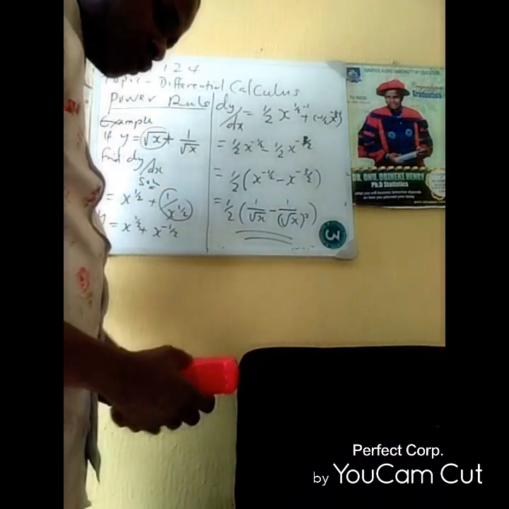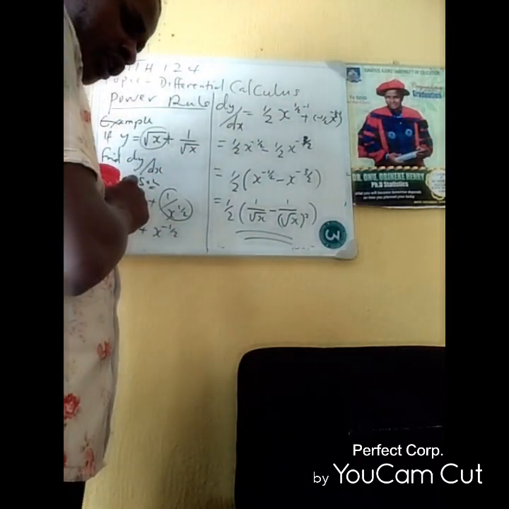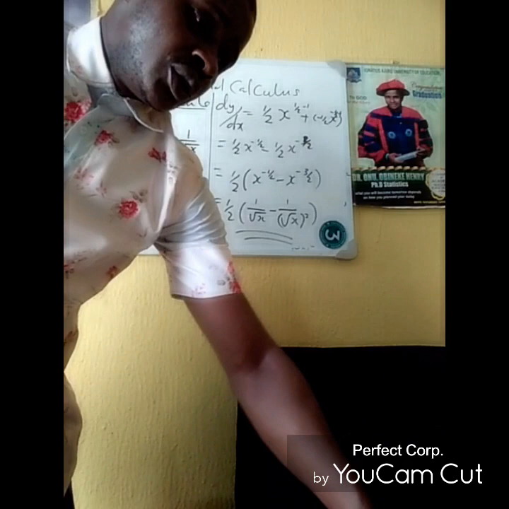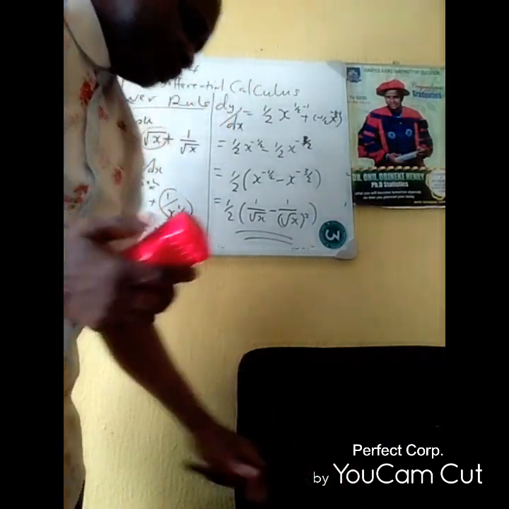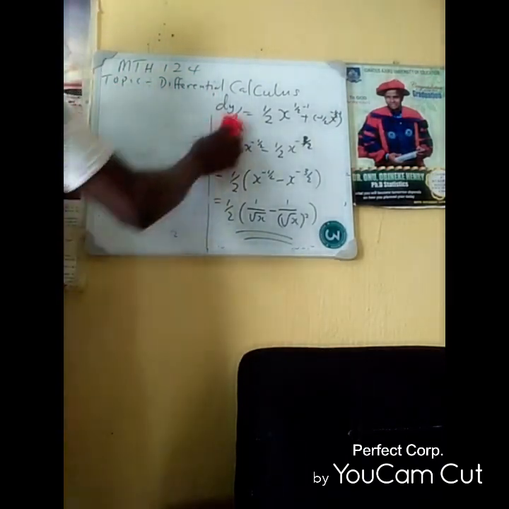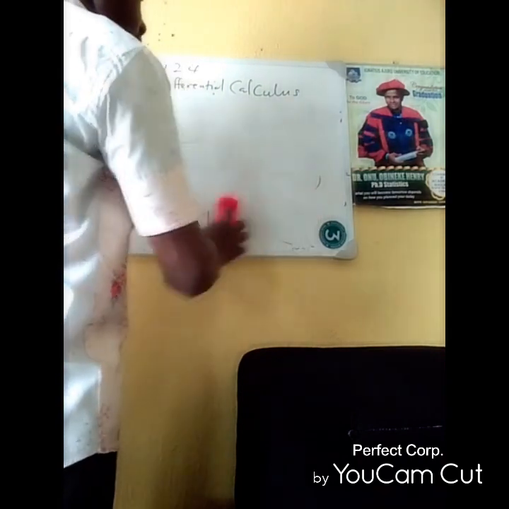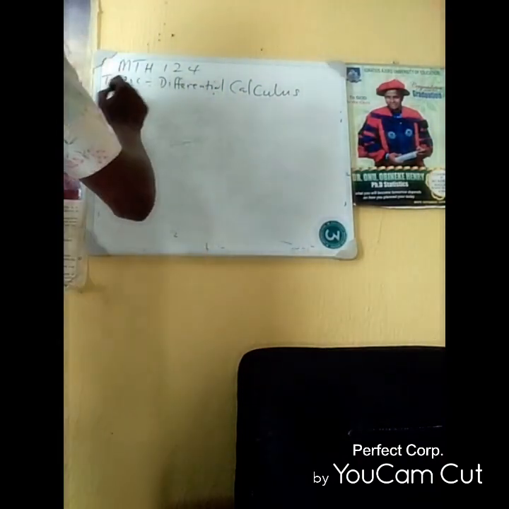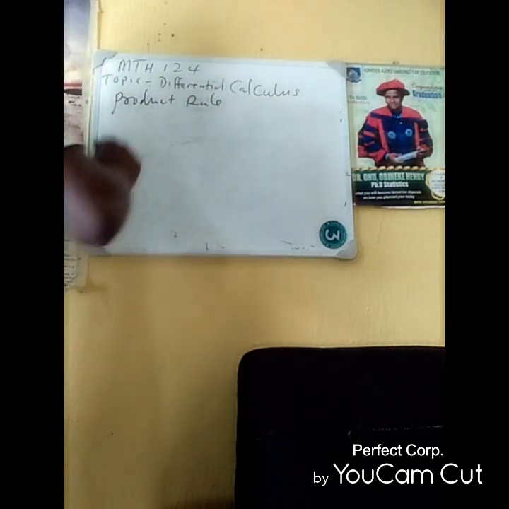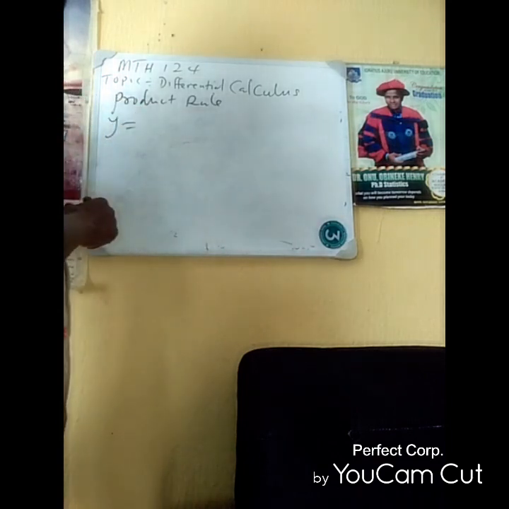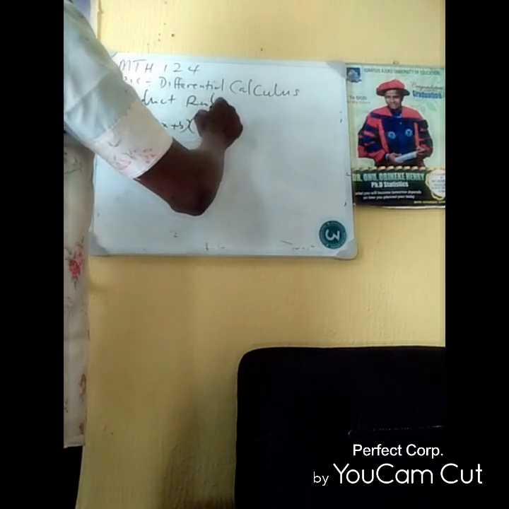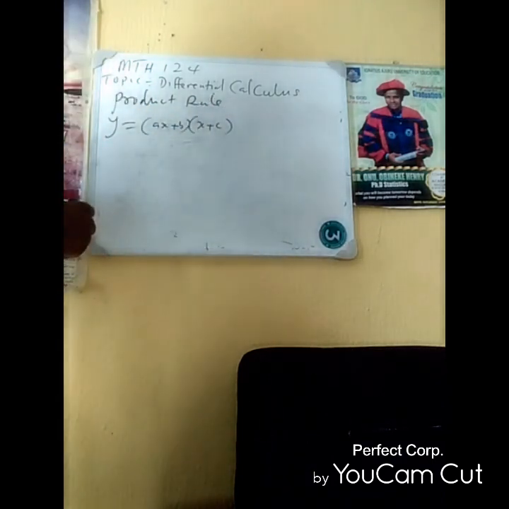Now we can go ahead to talk about the product rule of a function. Product rule, as you can see, applies when you are multiplying two functions, say y equals ax plus b times x plus c. This is an example of a product rule.